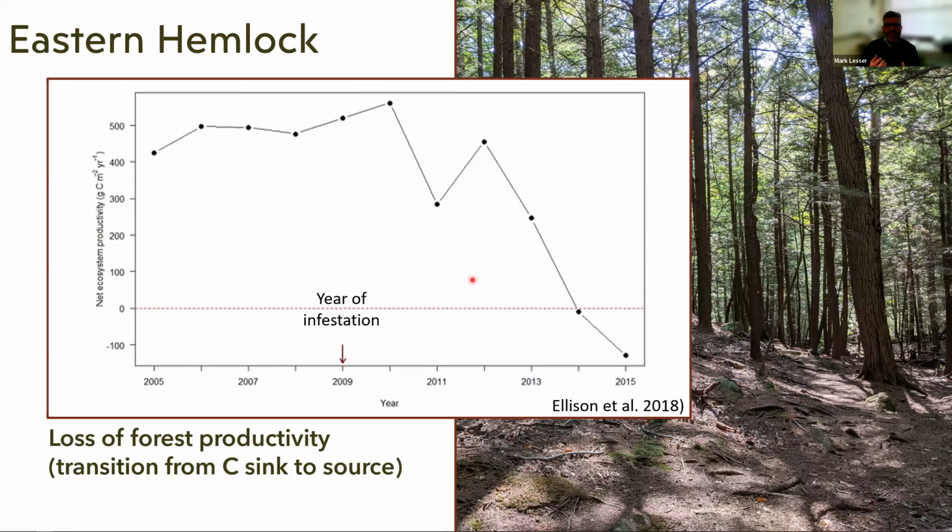And here's just an example of the way that the infestation of hemlock woolly adelgid plays out. This is data from Harvard Forest in Massachusetts. After the year of infestation of the woolly adelgid, the hemlock forest productivity, net ecosystem productivity in terms of carbon sequestration per year, went from being a carbon sink above zero to being a carbon source within less than a decade. And so really profound implications of losing hemlock from our forests from a very basic ecosystem services level.